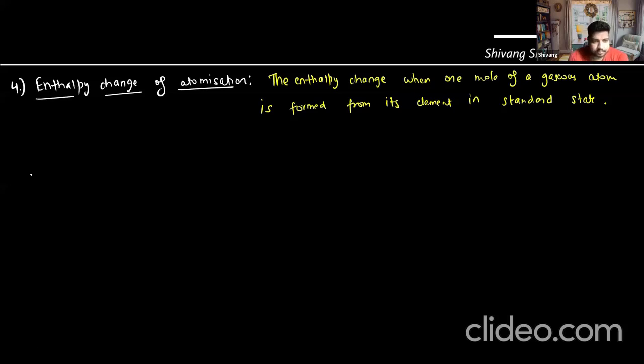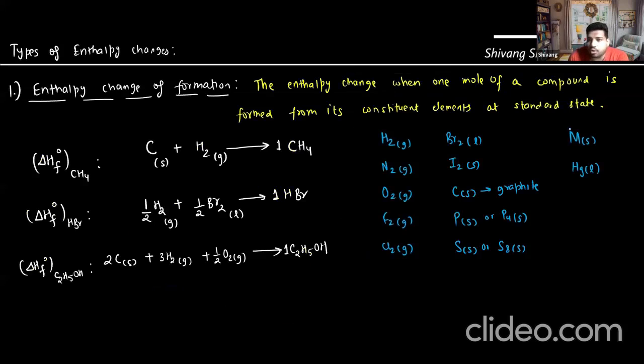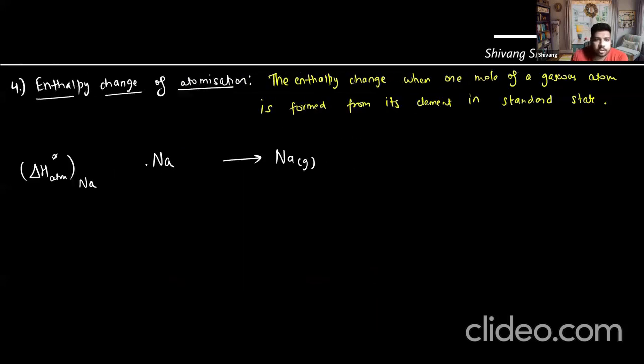Suppose we have to write the delta H atomization of Na. So we'll have to form 1 mole of Na gas. That is what the definition is, right? So that will be Na gas, 1 mole of it. Okay. And what do we form it from? From its own element in standard state. So that is sodium. Sodium in standard state is going to be a solid because all the metals are solids, right? So the equation would become Na solid gives you Na gas.